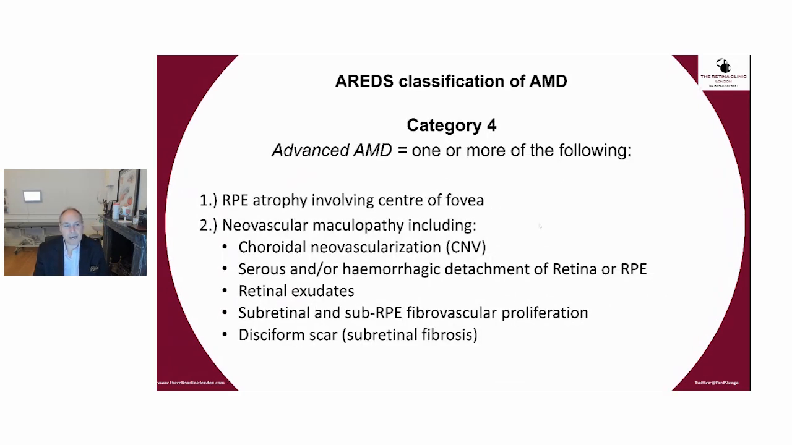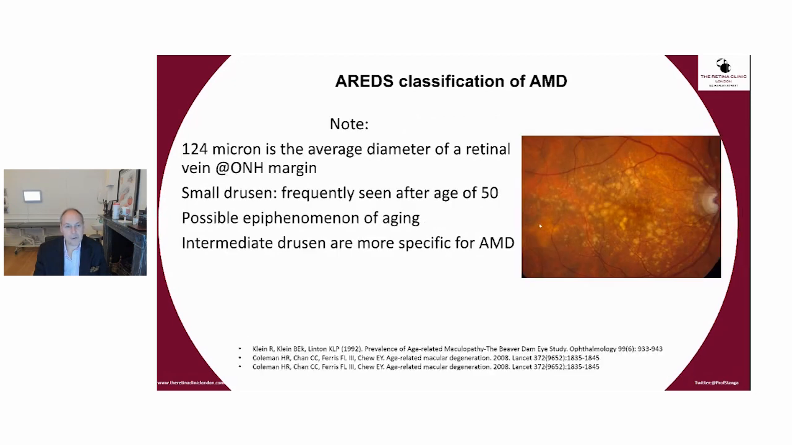Category 4, advanced or late AMD, one or more of the following: RPE atrophy involving the center of the fovea, neovascular maculopathy including choroidal neovascularization or CNV, serous or hemorrhagic detachment of the retina or RPE, retinal exudates, subretinal or sub-RPE fibrovascular proliferation, disciform scar or subretinal fibrosis. Please note that 124 microns is the average diameter of a retinal vein at the margin of the optic nerve head.